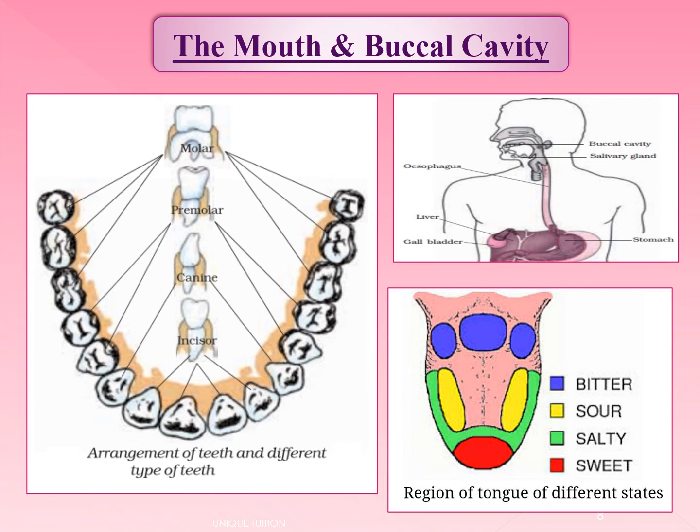The tongue is a fleshy muscular organ attached at the back of the floor of the buccal cavity. It helps in swallowing food after mixing it with saliva. The tongue has different areas which detect sweet, salty, sour, and bitter substances. Let's see what happens to the swallowed food.